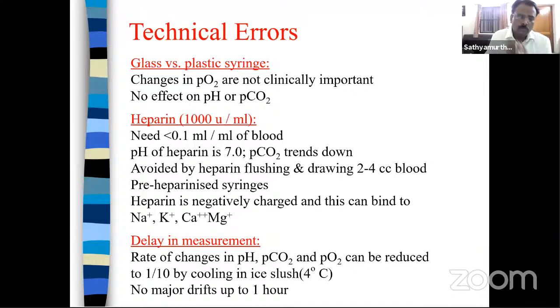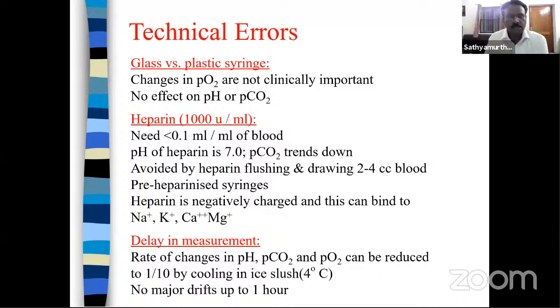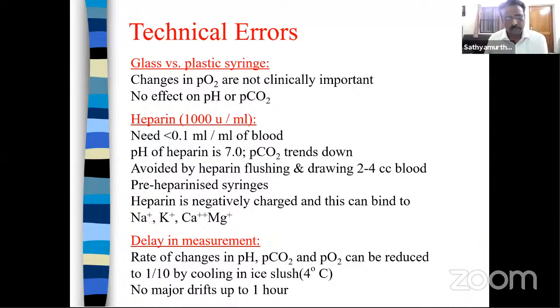And when we use more heparin in the sample, the PCO2 tries to trend down. Second, the sample can become more acidotic. And the third one is your heparin is negatively charged, so it can bind to your sodium, potassium, calcium, magnesium ions, and so erroneously your values might be low. More so with calcium. That is why never rely on the ionized calcium values given on your ABG machines, because it can bind to heparin more often as compared to sodium, potassium, or magnesium.